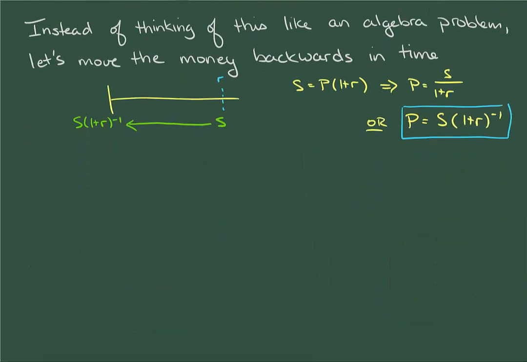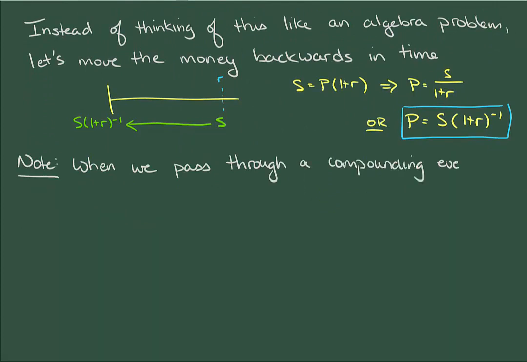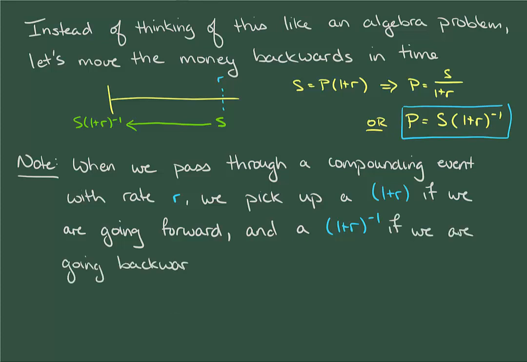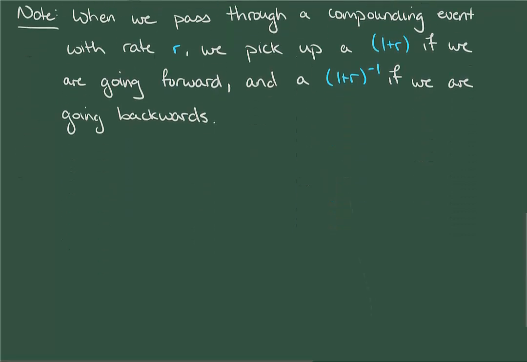And the note to make here is the following. Whenever we pass through a compounding event at a rate R, if we're passing through it moving forward in time, we pick up this 1 plus R factor. Now, if we move going backwards through time, we do pick up the 1 plus R, but this time the exponent is negative. Okay, so moving forward in time, we pick up 1 plus R. Moving backwards in time, we pick up 1 plus R to the power of -1.